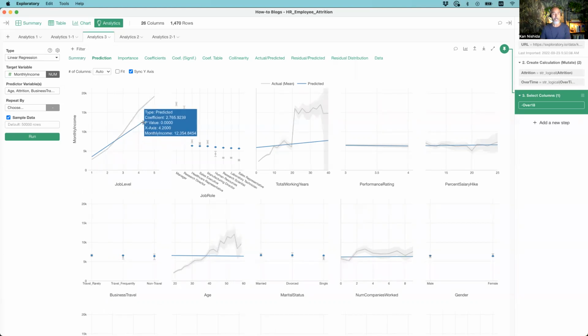So in this case, for example, if job level is 4, then this is kind of average. Sorry, at the bottom in this pop-up, monthly income is 11,801. So if your job level is 4, then this is the average income that you can expect in this data or in this company.